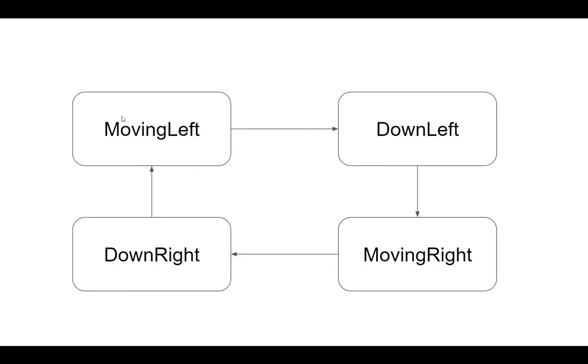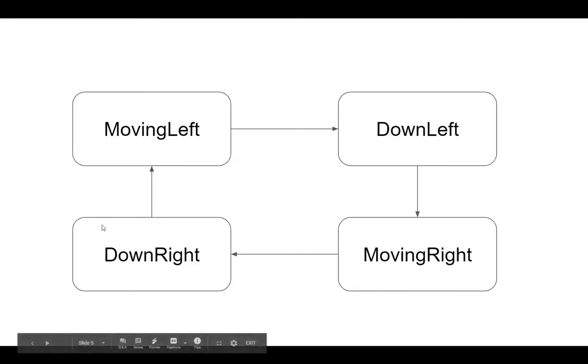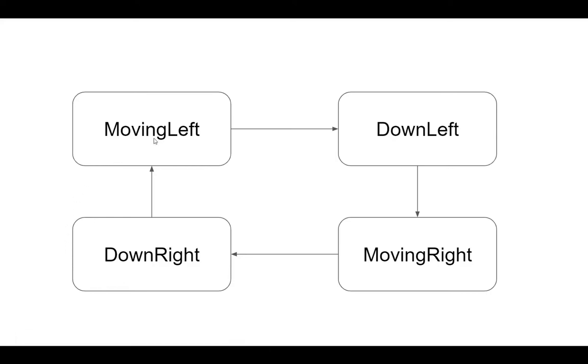We start by moving left, and then we'll hit the barrier. Then we'll be going down the left side. When we're done with that, we go to the moving right state, and when we hit the right barrier, we are going down the right side. And from there, we return to moving left. So we have a very simple state machine, and we can model that explicitly.